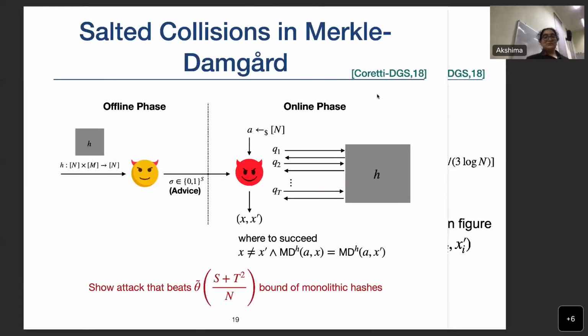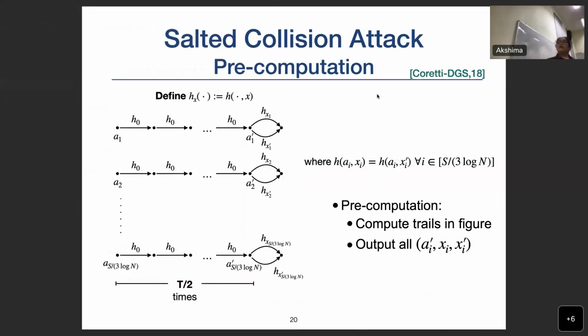It's a beautiful attack. How their attack works is, they start with the offline phase. They pick S salts, and on those S salts, they iteratively apply the compression function with zero message. After doing this T over 2 times, they would obtain another set of S salts, say A1 prime, A2 prime, and so forth up to AS prime. For these salts, they find one-block collisions. They find x and x prime such that H of a, x equals H of a, x prime. Then, as advice, they store these Ai prime, xi, and xi prime. So basically, they're storing order of S one-block collisions in their advice.